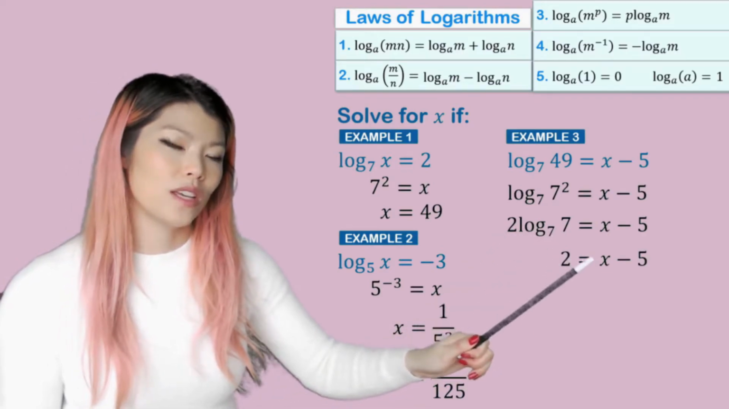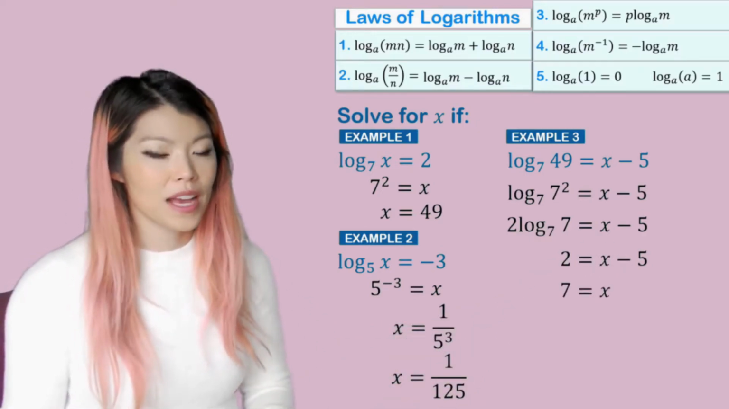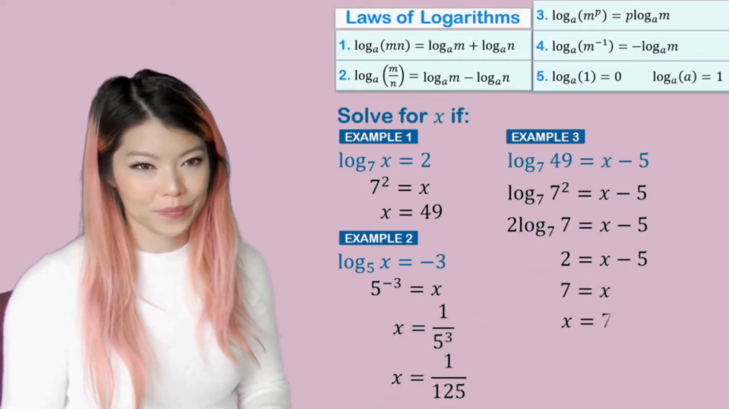And now we have 2 equals x minus 5. That looks a lot easier. So adding 5 to both sides, we have x equals 7.